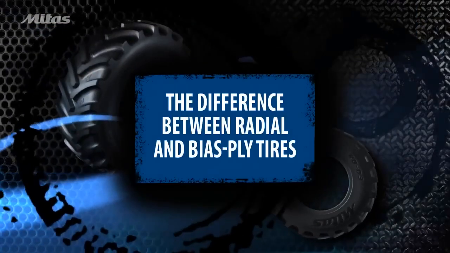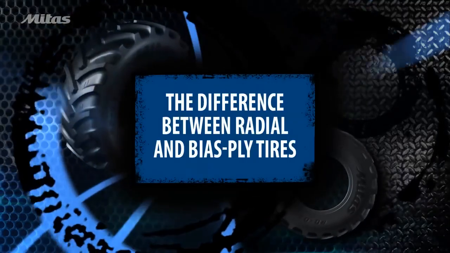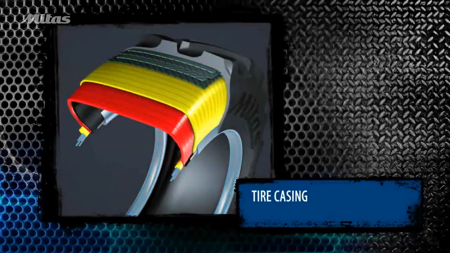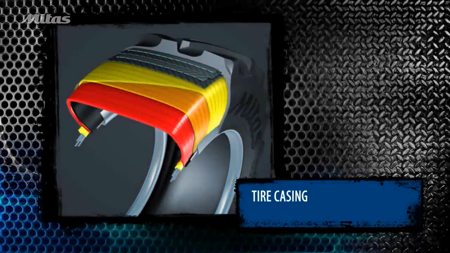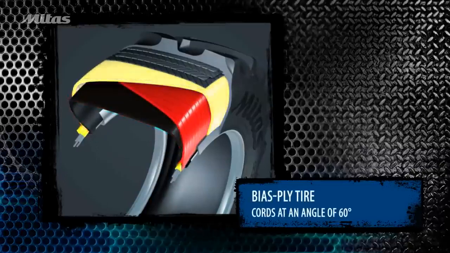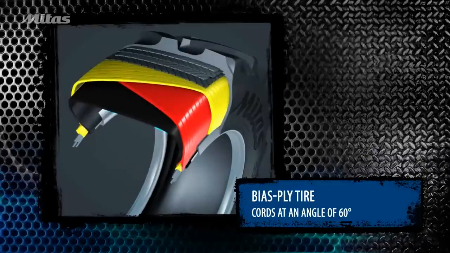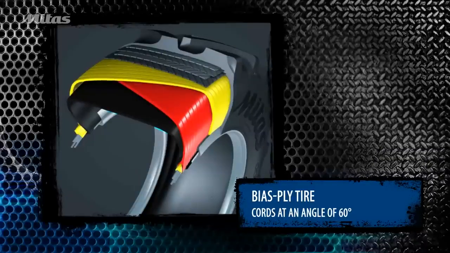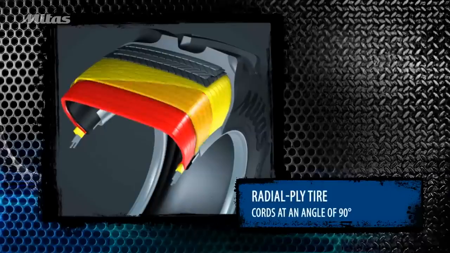The differences between radial and bias ply tires. There are two kinds of tires: older bias ply tires and newer radial ply tires. This animation highlights the tire casing. In a bias ply tire, the cord is laid at an angle of 60 degrees relative to the tire's movement. Successive plies are laid at opposing angles, forming a crisscross pattern.